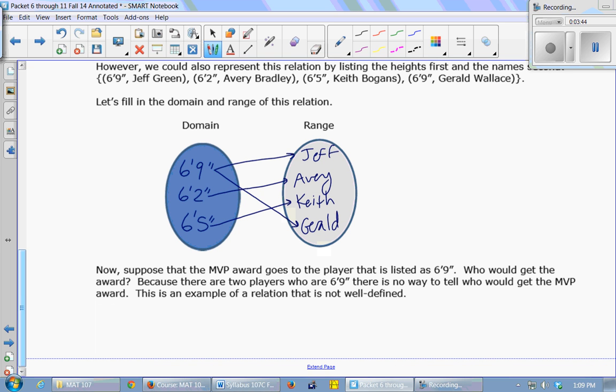Now, though, suppose that we're going to give out a single MVP award, and the award goes to the player who is 6'9". Who gets the award? You don't know, right? It's going to be a really awkward moment because two players are going to stand up, right? And then they have to go, oh, we meant the player who's 6'9" and whose name is Jeff, right? So this is an example of a relation that's not well defined, okay? Because you can't tell from something in the domain what belongs to it in the range.